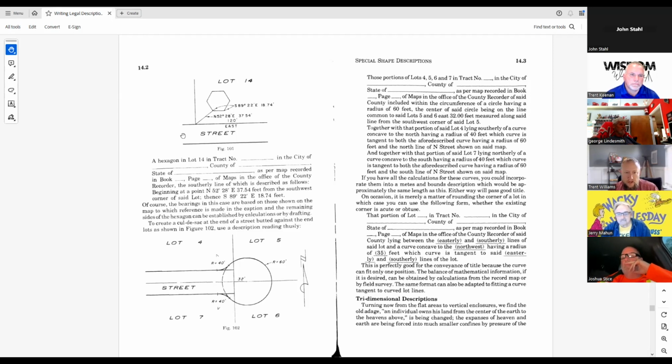But a swing tie, for those that are unfamiliar, is just that direct tie from the point of commencement, if you will, to your point of beginning, and it's just a straight tie. There's really no way of rotating that into the real world, into your basis of bearings, unless there is a separate basis call in there. And we've gotten better at writing descriptions where we actually have a basis of bearings call.